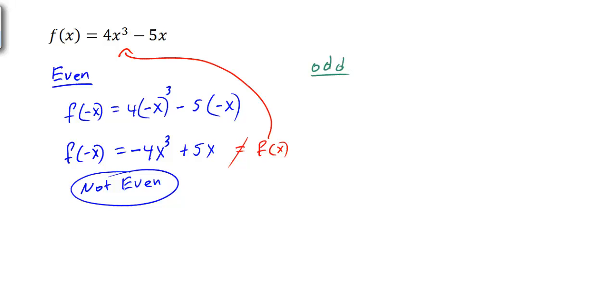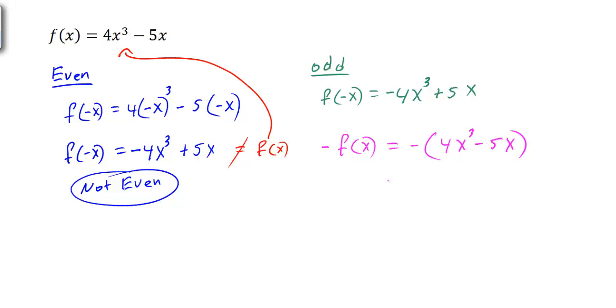So that means we can now test to see if it is an odd function. Well, we already know the f of -x, we've already calculated this, so we don't have to do it again. We know that's a -4x cubed plus 5x. And what we need to look at is, what is the opposite of the original function? So we're going to put a negative in front of the entire original function, 4x cubed minus 5x. And there, if we distribute the negative, we get a -4x cubed plus 5x.